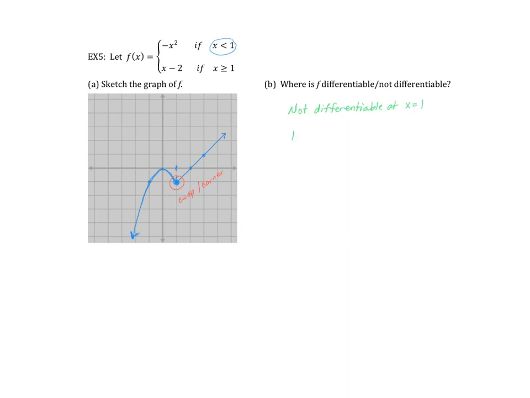Okay? So it is differentiable, and here I'm going to list intervals from x is equal to negative infinity to 1 with a parenthesis because it's not differentiable at 1. And I don't use a union symbol, I use a comma because I'm just listing intervals where it's differentiable. And then from 1 to positive infinity. Okay, so that's the last example in this section. And that's it.